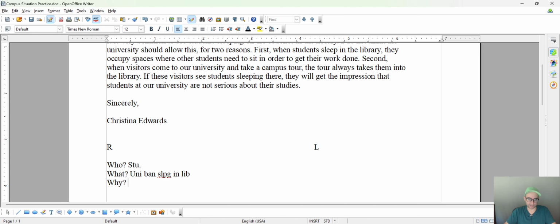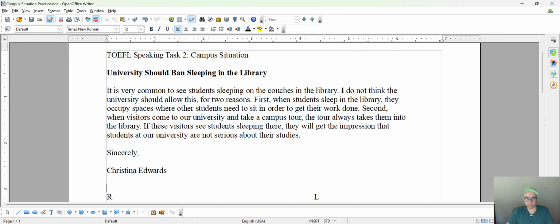So now with the why, these are basically the reasons for why the student wants the university to ban sleeping in the library. She doesn't want students to sleep there, okay? So here, look out for those sequencers. First, second, also, right? Sometimes they're not there, that's okay, but you'll run into something that gives it away, like keywords.